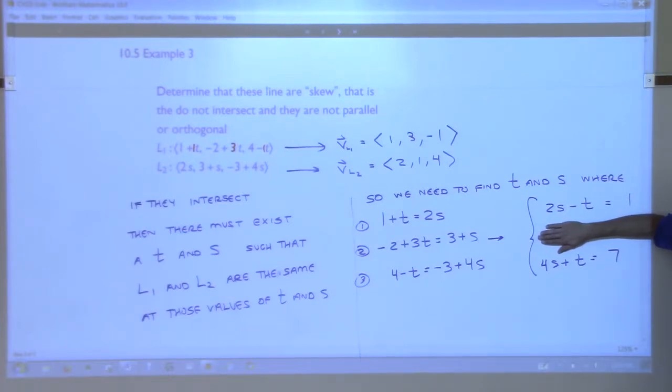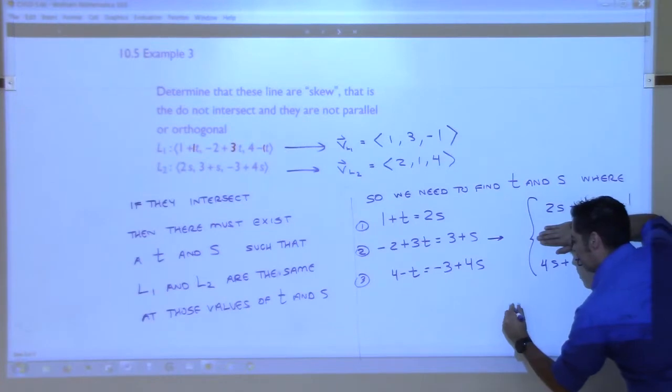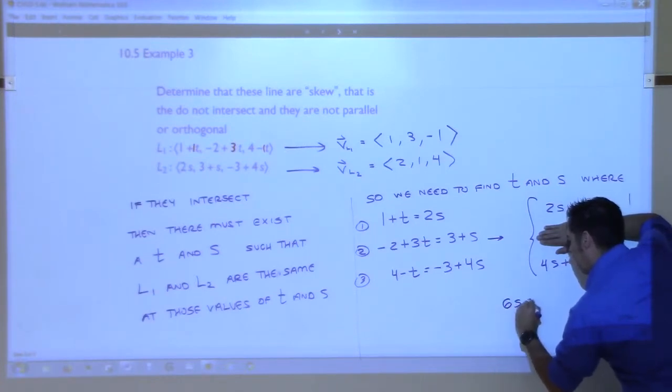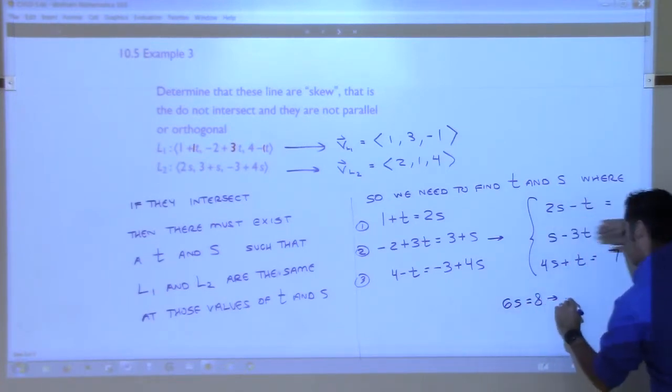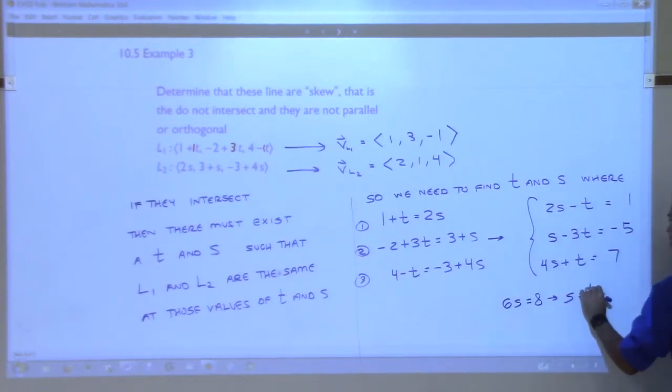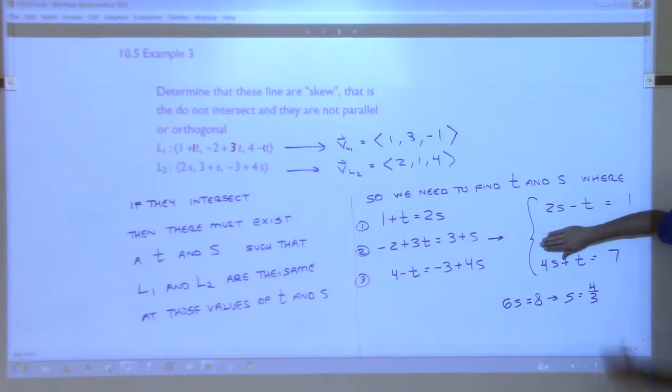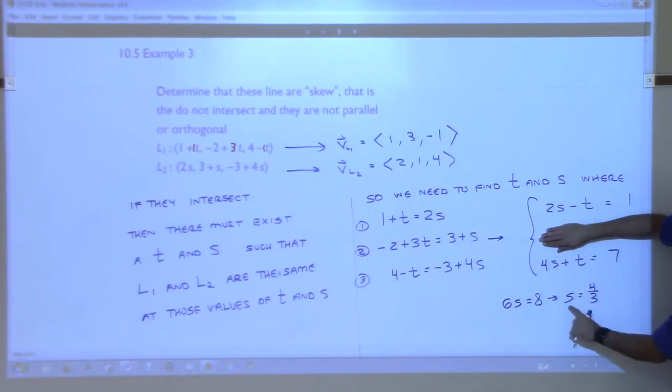You have 2 options. You have elimination or substitution. I think elimination works great here because we'll just add down, right? So 6s, t's are gone, equals 8. So we get from there 6s equals 8, and that means that s is 4/3. Okay? So in order to satisfy both equations at the same time, we need s to be 4/3.